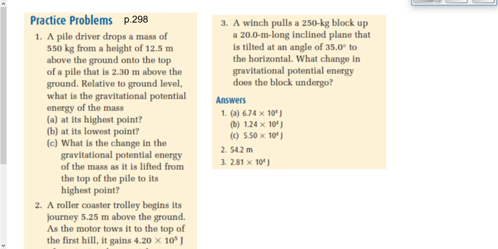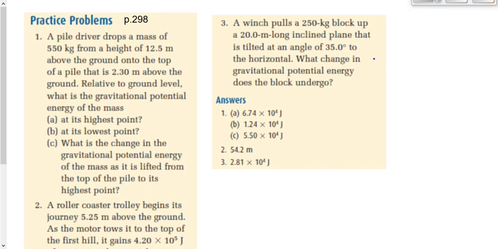Let's have a look at question number 1. It says a pile driver drops a mass of 550 kilograms from a height of 12.5 meters above the ground into the top of a pile that's 2.3 meters above the ground. Relative to the ground level, what's the potential energy of the mass at its highest point, at its lowest point? And then we want to find the change in the gravitational potential energy as it's lifted from the top of the pile to its highest point.